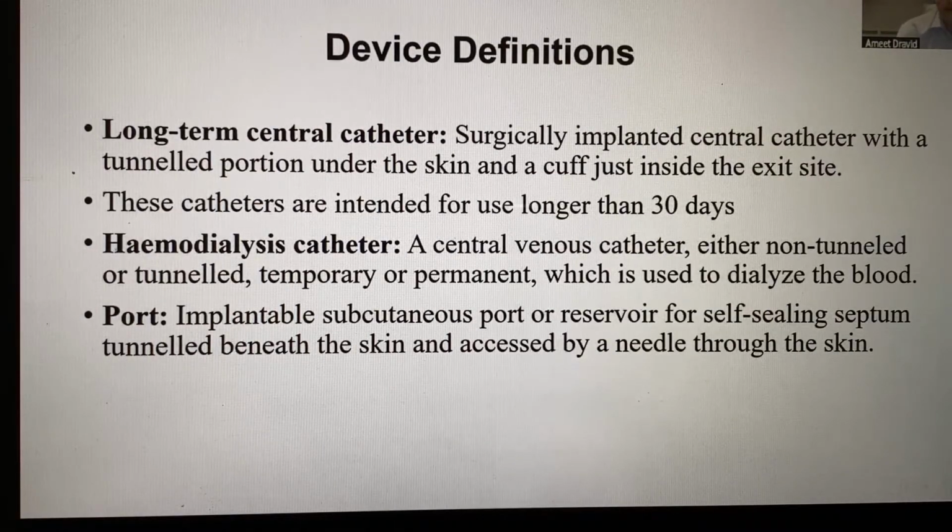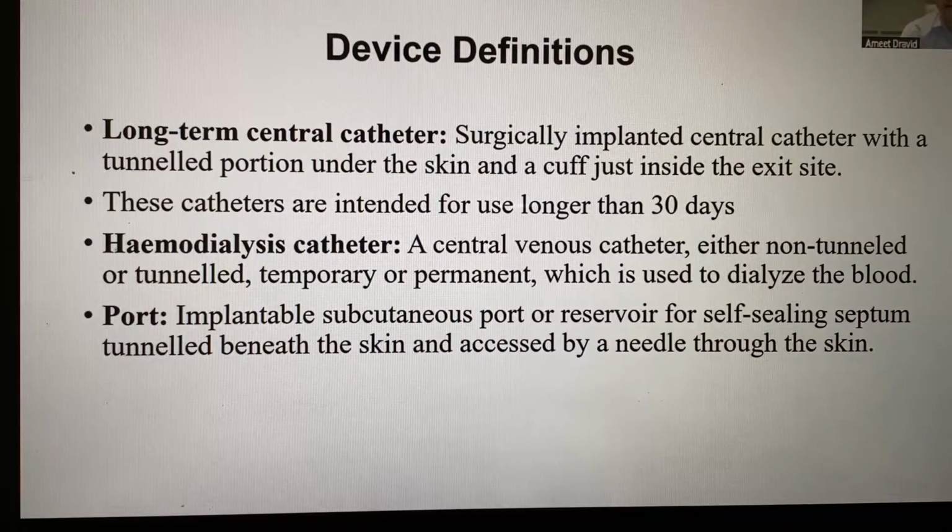Then there are long-term central catheters, which are surgically implanted central catheters. They have a tunneled portion under the skin and a cuff just inside the exit site. These catheters are intended for use longer than 30 days. So your chemotherapy recipients or sometimes hemodialysis catheters in patients who do not have an AV fistula, which can be used for longer than 30 days. And there are port placement as well, which is an implantable subcutaneous port or reservoir for self-sealing septum tunneled beneath the skin, and it is used in our chemotherapy recipients.